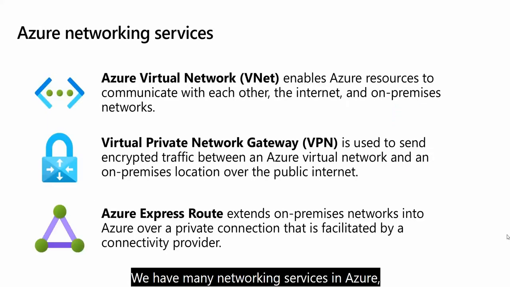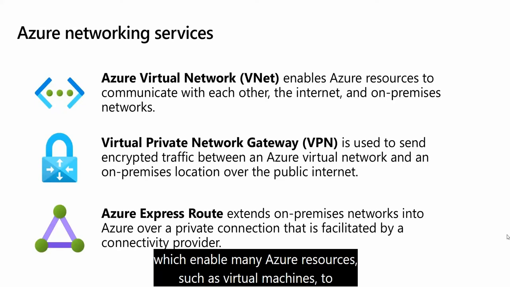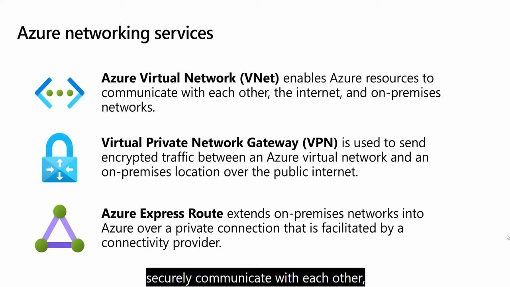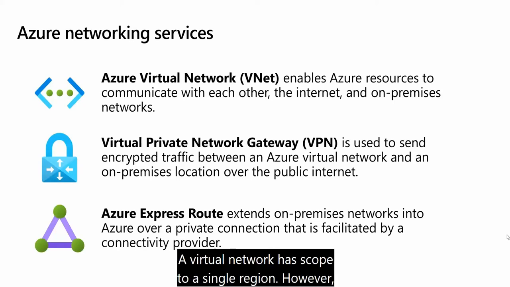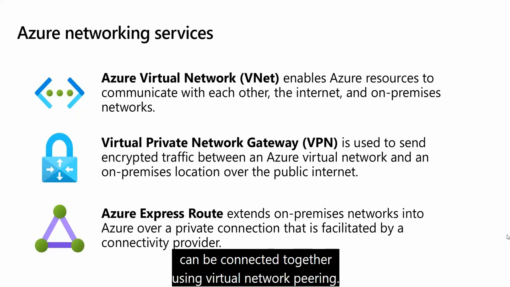We have many networking services in Azure, the first one being Azure Virtual Networks, which enable many types of Azure resources, such as virtual machines, to securely communicate with each other, the internet, and on-premises networks. A virtual network is scoped to a single region. However, multiple virtual networks from different regions can be connected together using virtual network peering.